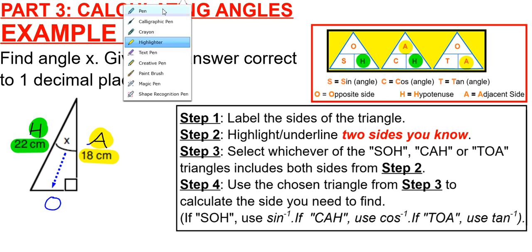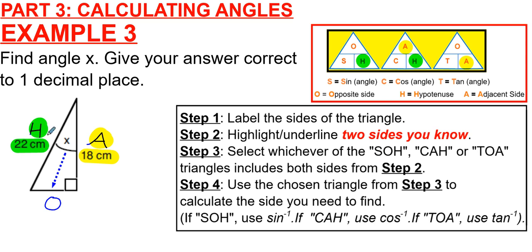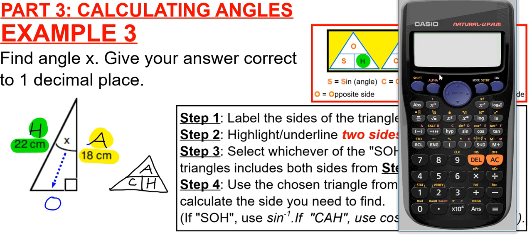Now this time, we need to pick the triangle which includes both sides we know. In this case, that's the CAH triangle. The SOH has got the H, but not the A. The TOA has got the A, but not the H. So it's got to be CAH. So copy down CAH. Like so. Now, because we're finding the angle, it's going to be the cos minus 1 button. So we're going to start with shift cos minus 1 because it's for CAH. C for cos minus 1, it's an angle.